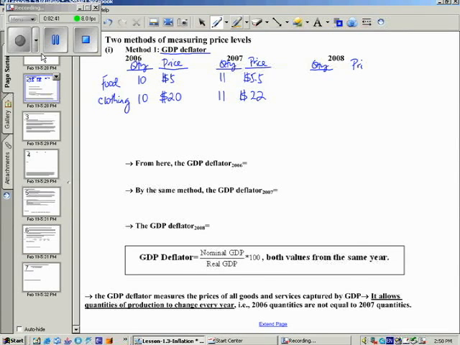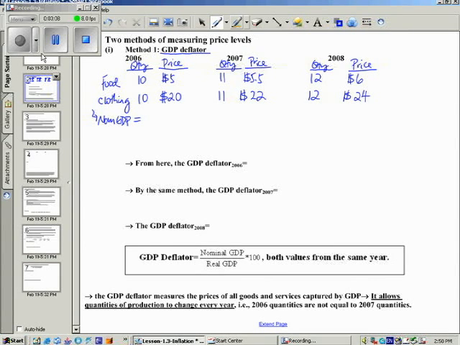Let's suppose we also gathered the information for the year 2008. Quantity and price. The quantities, let's suppose they are 12 and 12. And the prices, suppose they are 6 and 24. Nominal GDP, we can calculate for each year. Very much like the previous lesson.